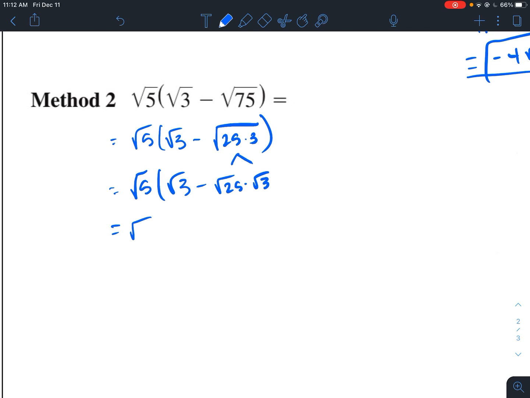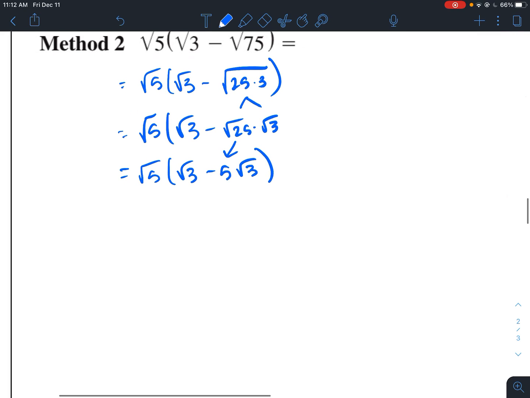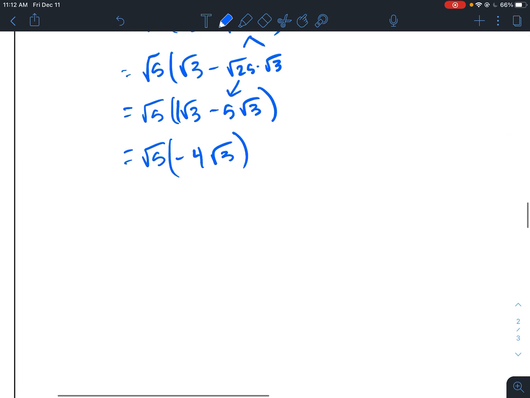So this is equal to the square root of 5 times the square root of 3 minus 5 square root of 3, because square root of 25 is 5. Alright, now here I have like terms. I have 1 square root of 3 and minus 5 square root of 3, so I can combine them to be negative 4 square root of 3. So now I have square root of 5 times negative 4 square root of 3. Again, this is all just being multiplied by one another.